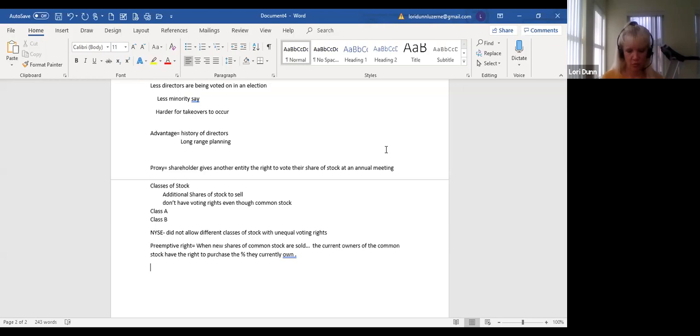Well, let's say stockholder A owns 40% of the outstanding stock. So they get 40% of the vote. And it's 4,000 shares. So that means the total outstanding is 10,000 shares. Remember, that's the stock that can vote. The corporation decides to sell an additional 1,000 shares of common stock.